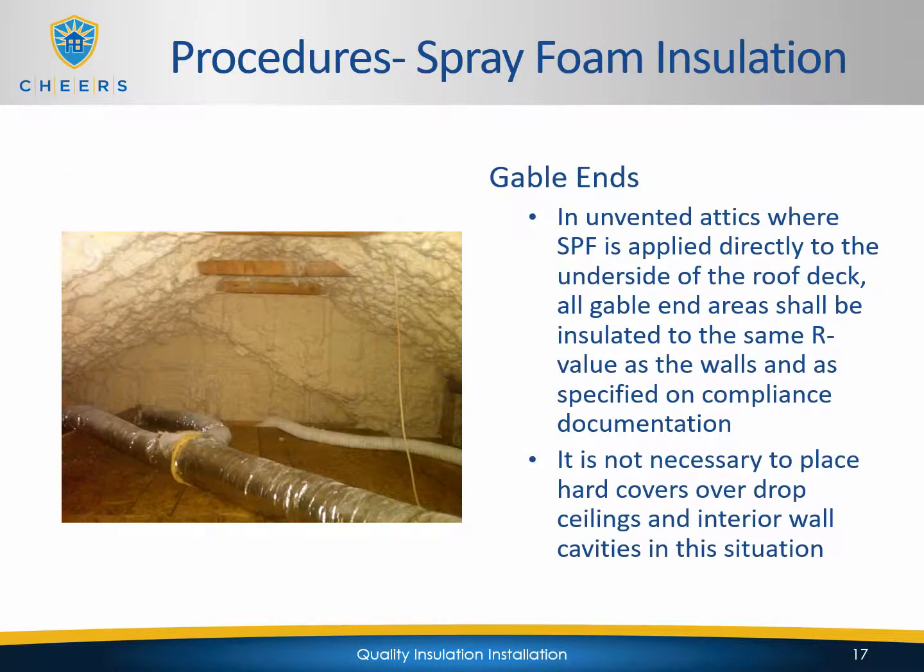For gable ends, in unvented attics where SPF is applied directly to the underside of the roof deck, all gable end areas shall be insulated to the same R value as the walls as specified on the compliance documentation, or the CF1R. It is not necessary to place hard covers over drop ceilings and interior wall cavities in this situation.